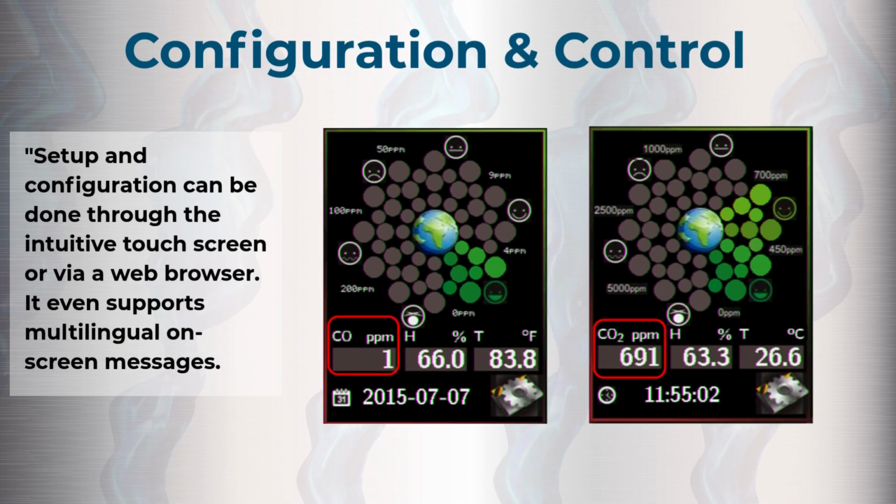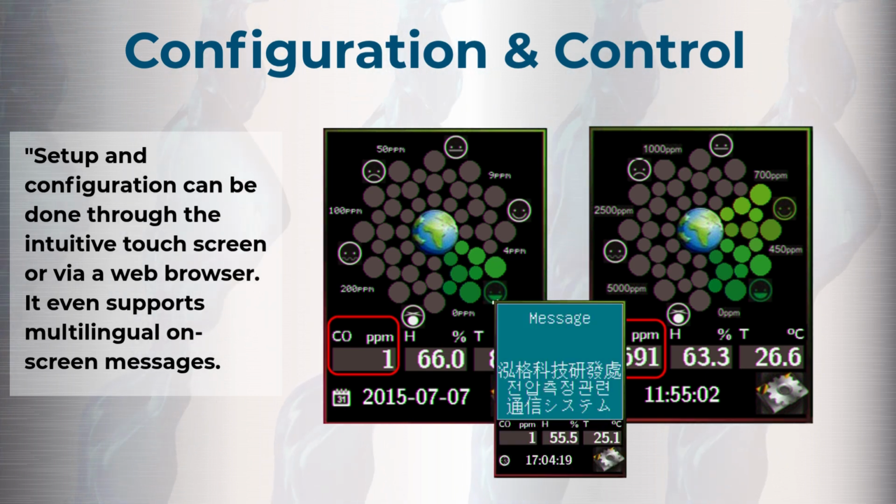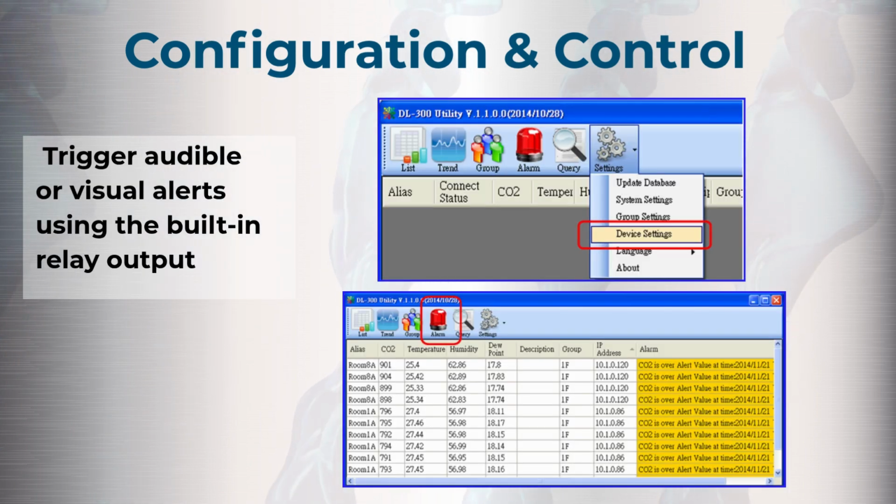Setup and configuration can be done through the intuitive touchscreen or via a web browser. It even supports multilingual on-screen messages. You can also trigger audible or visual alerts using the built-in relay output, which supports 30 volts DC or 250 volts AC, loads up to 16 amps.